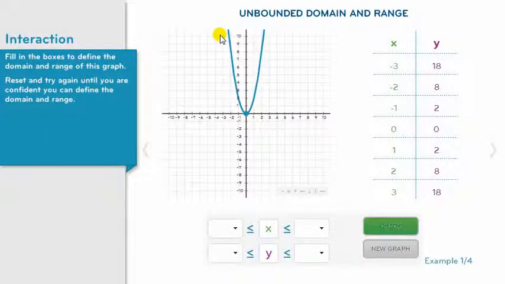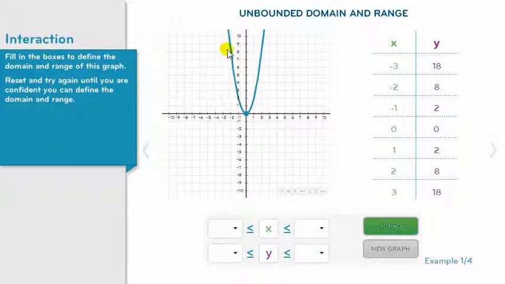In this question, you need to be able to find the domain and the range of this parabola. Notice that it's called an unbounded domain and range. And all that means is that one of our domains, or the range, or both, could potentially go to positive or negative infinity. Let's start with our domain.